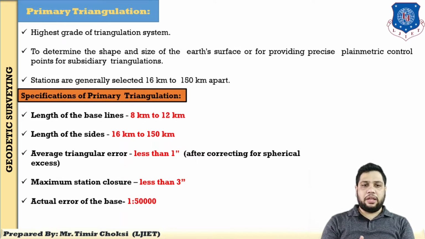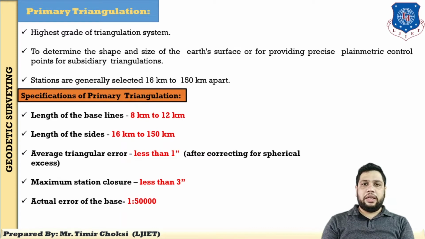Primary triangulation is used for determining the shape and size of the earth's surface. It is called the highest grade of triangulation system, and it also provides precise planimetric control points for subsidiary triangulation. The main use of primary triangulation is to determine the shape and size of the earth's surface. You know what a triangulation network is: the interconnection of triangles.